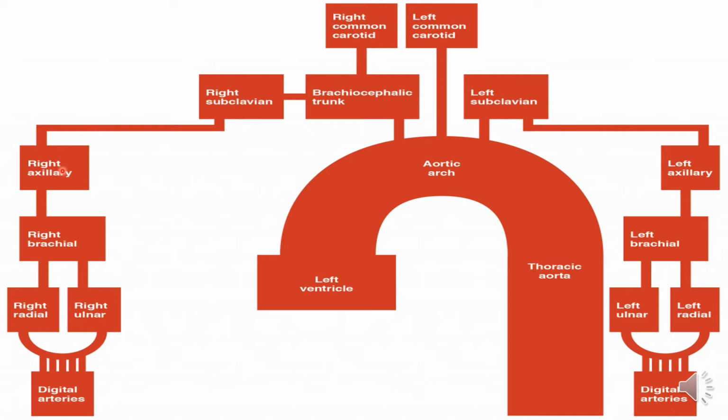You can note a difference here. The right subclavian is a branch of brachiocephalic trunk which originates from arch of aorta, whereas the left subclavian directly originates from arch of aorta.